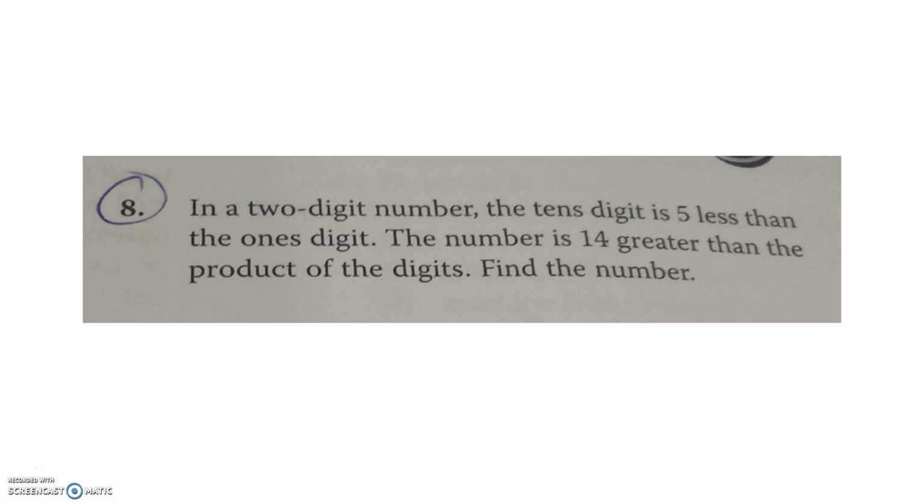In a two-digit number, the tens digit is 5 less than the ones digit, and the number is 14 greater than the product of the digits. Okay, so right now this is slightly complicated because there is so much information going on. So let's try to do this slowly.